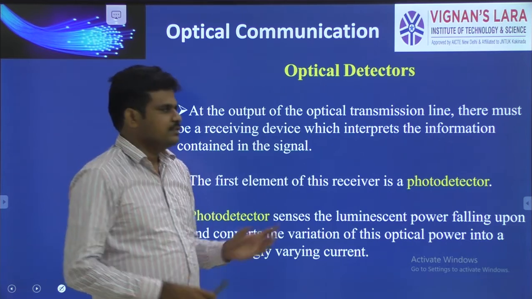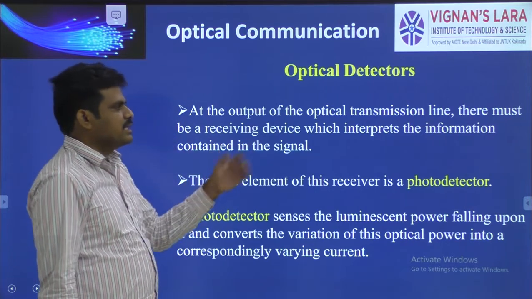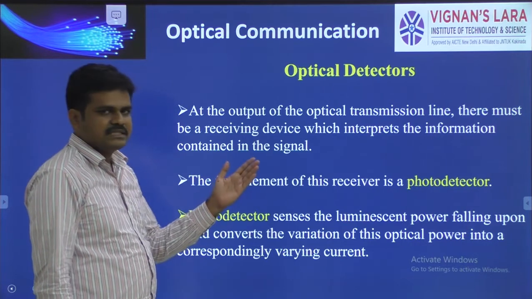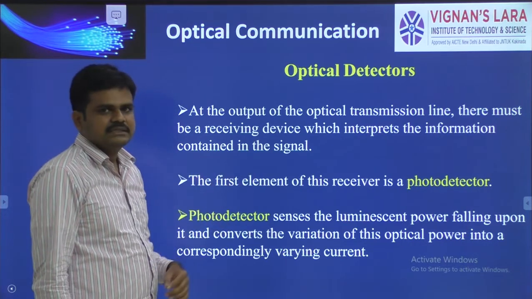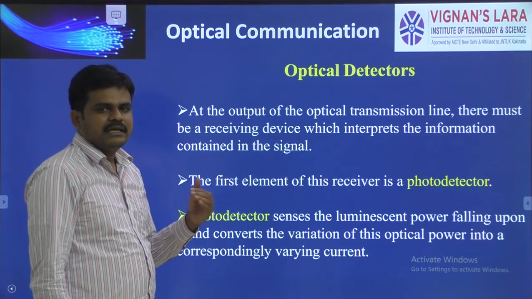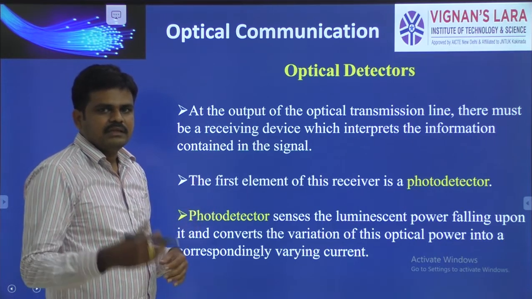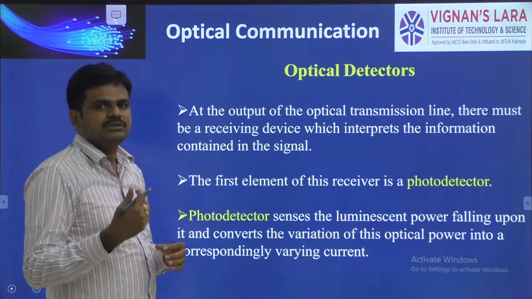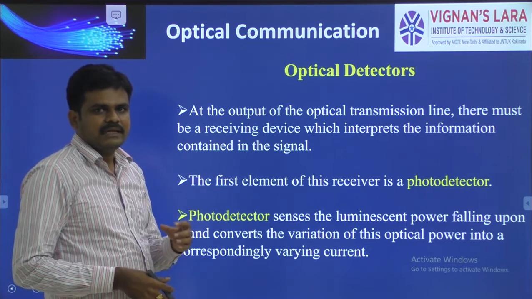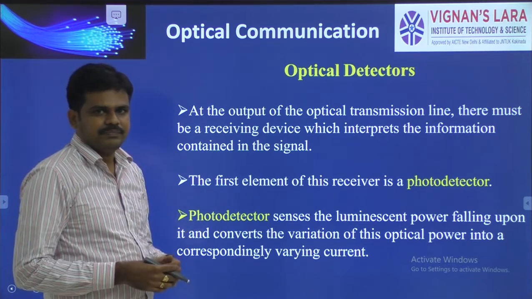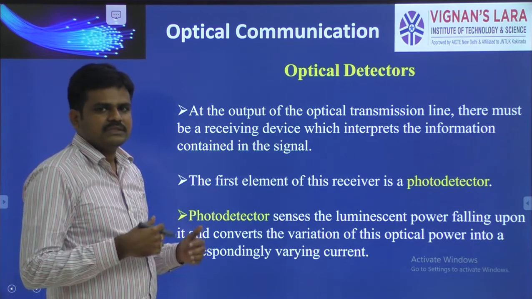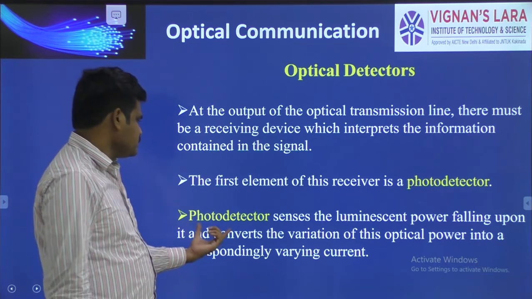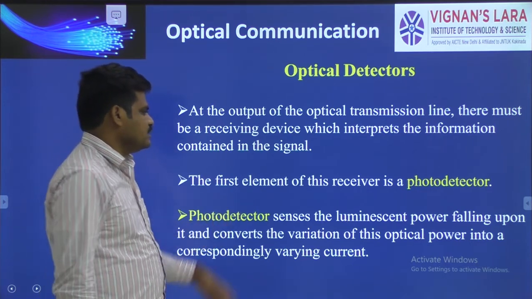If you see here, at the output of the optical transmission line, there must be a receiving device which interprets the information obtained in the signal. That means at the end of the optical fiber, the receiver connected to the end of the optical fiber should be able to retrieve the information from the light received from the optical fiber. In order to perform this kind of operation, we need optical detectors. So generally, a photodetector is used.